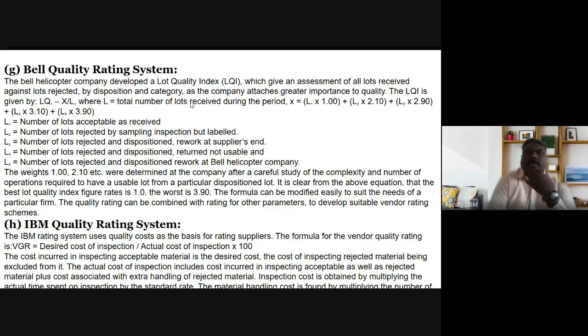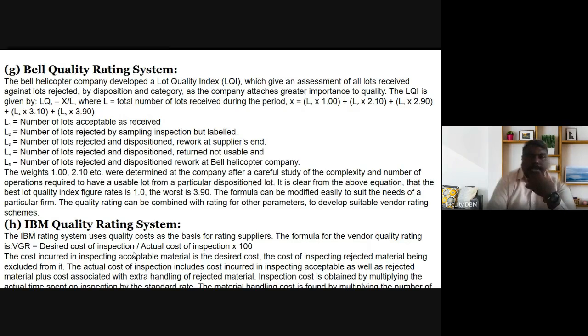L means the total number of lots received during the period. X means L1, L2, L3, L4 and L5. There is a standard they have given as 1, 2.10, 2.90, 3.10, 3.90. The weightage is more for the number of lots rejected and reworked at the Bell company, because they are in good condition, but in transit something has happened, and they can fix it at this company. So they have given a higher weightage. These lots are acceptable lots. So the Bell quality rating system is like this. This is one type.